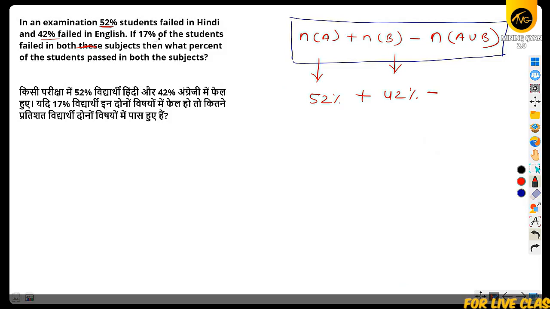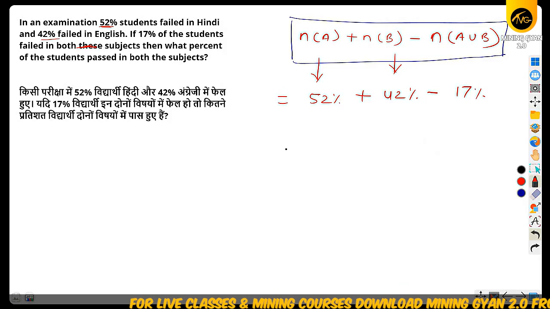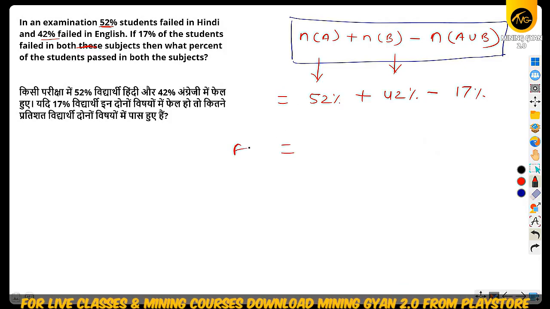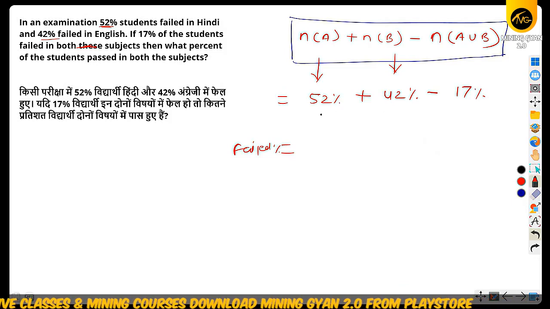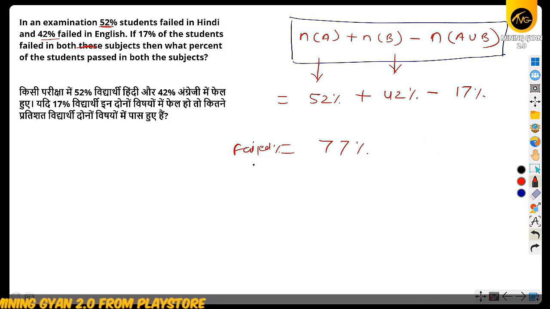the students who failed in both the subjects. So that is 17%. Now just add the failed percentages. It will be 42 and 52, so 94 minus 17, that means 77%. Okay, so the failed percentage is 77%.